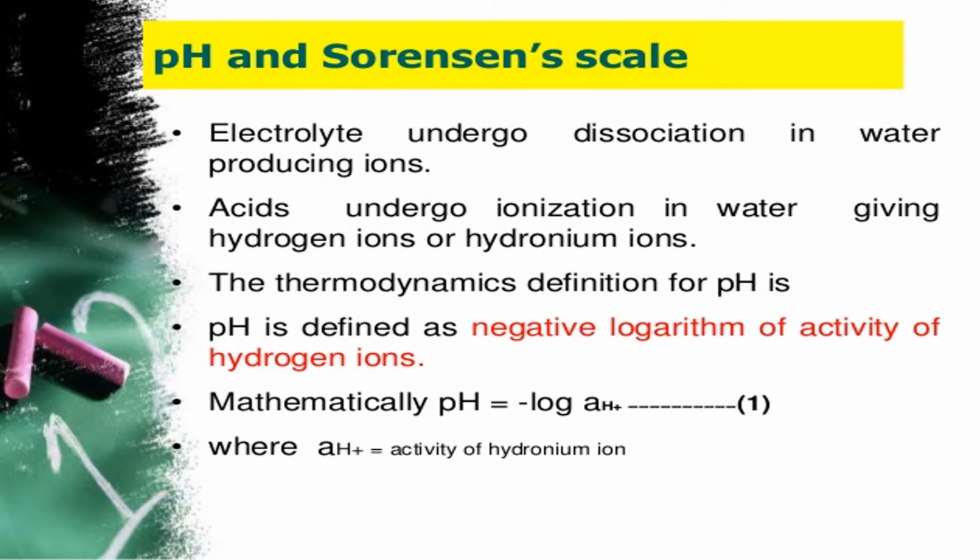What is pH? Electrolytes undergo dissociation in water, producing ions, hydrogen ion or hydroxyl ion. Acid undergoes ionization in water, giving hydrogen ion or hydronium ion. The thermodynamic definition for pH is the negative logarithm of the activity of the hydrogen ion. pH is equal to negative log of aH+, the activity of the hydronium ion, or simply the hydrogen ion, in moles per liter.